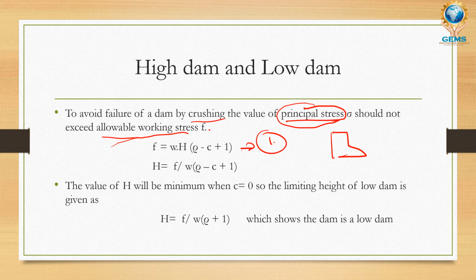This H value is calculated by this formula. Note this because it is an important equation. The H value is generally assigned when C is equal to 0. So the limiting height of a low dam is given here. After applying C is equal to 0, this is the final H value. This is considered when a dam is a low dam.